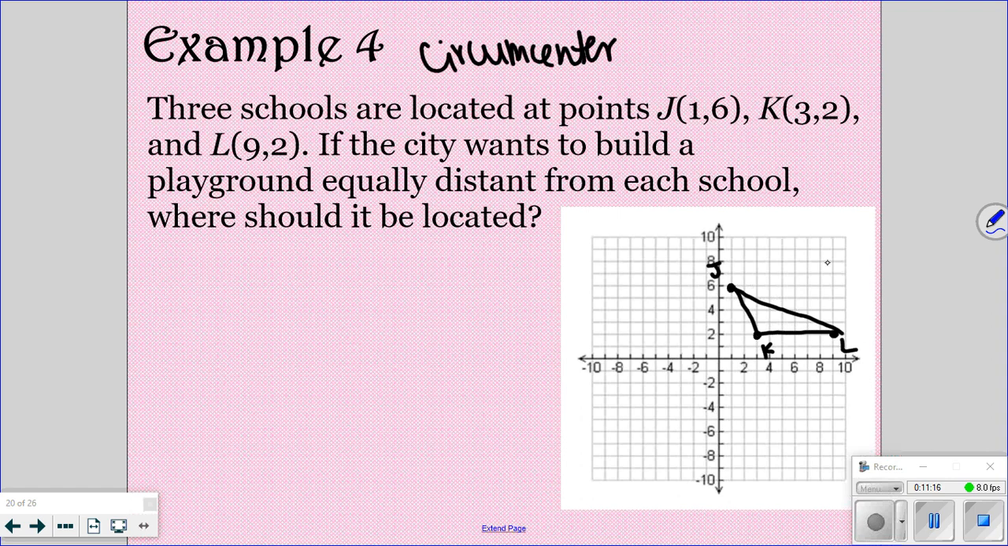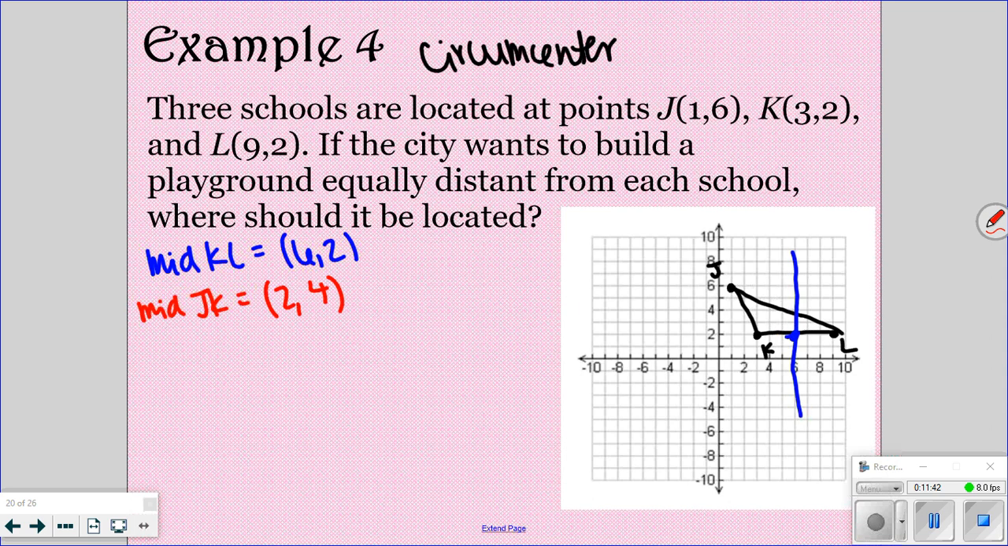So halfway between the midpoint between K and L would be (6, 2). And it's a horizontal line, so the perpendicular one is going to be vertical. And then we can do JK. And the midpoint would be (2, 4). And then the slope of JK, 6 minus 2 over 1 minus 3, 4 over negative 2, which is negative 2. So your perpendicular slope would be positive 1/2.